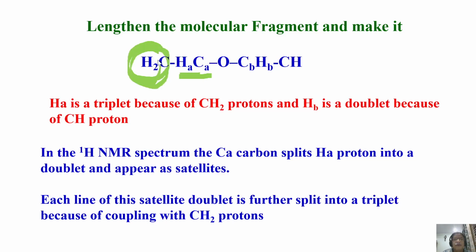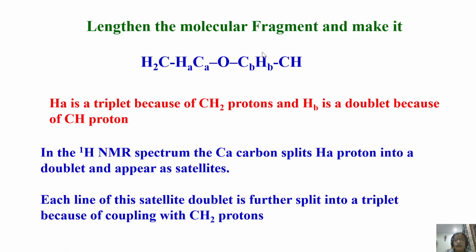Remember, when we wanted to analyze the A prime X spectrum, we broke the symmetry and we saw the coupling between protons in the satellite spectrum, which was invisible in the proton spectrum. Exactly similar now, this carbon is having coupling with this proton A and split this into doublet which appear as satellites at the proton chemical shift. That satellite, each component of the doublet will be split into a triplet because of CH2 protons.